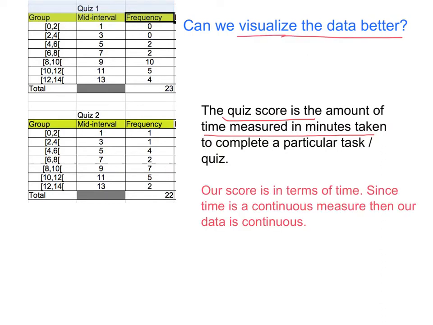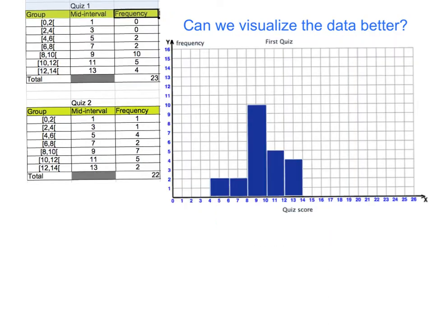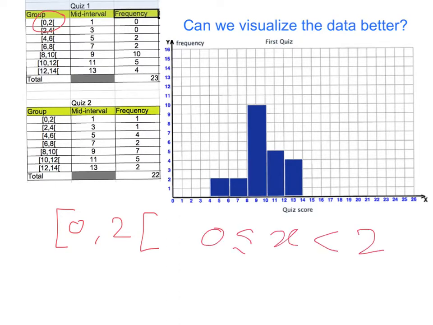Since our score is in terms of time, and time is a continuous measure, our data is continuous. Because we are dealing with continuous data, the best way to visualize this data is to use a histogram. Before we get started, let's look at what this means. [0, 2) means this includes 0 but does not include 2. Right, so include 0 but not include 2.